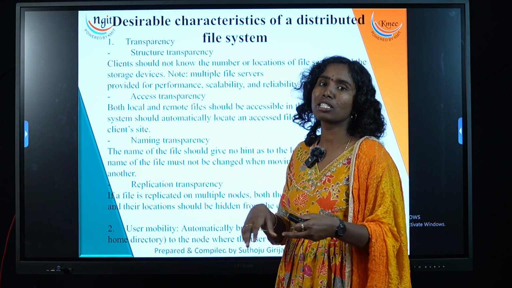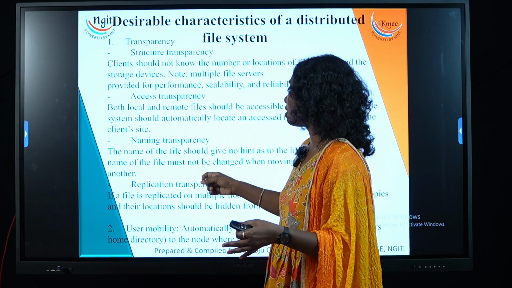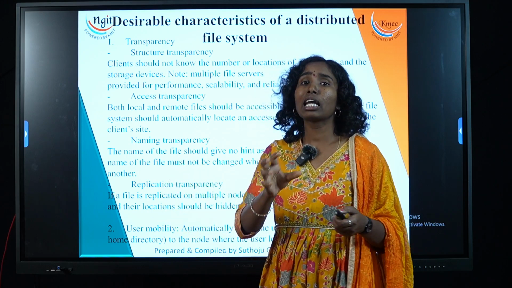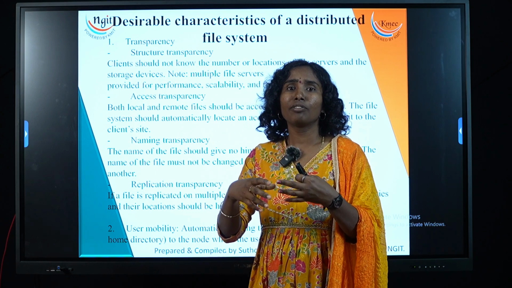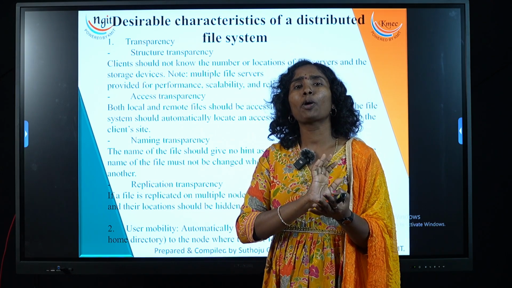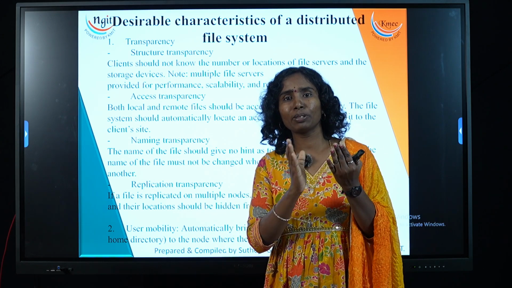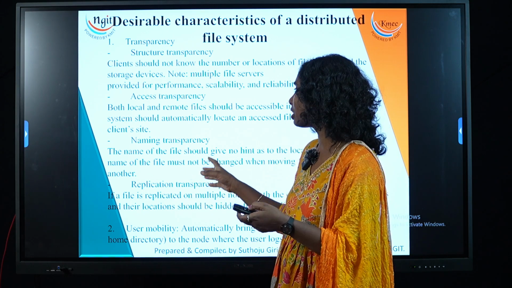Access transparency means that locally or remotely, our file should be accessible to all the users in the network. Naming transparency: the name of the file should be given with a few hints, in a proper semantic way, reflecting for what purpose we have created that file. The path and the name of the file should also reflect the same thing.